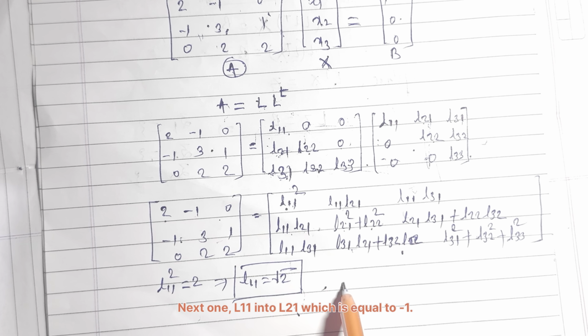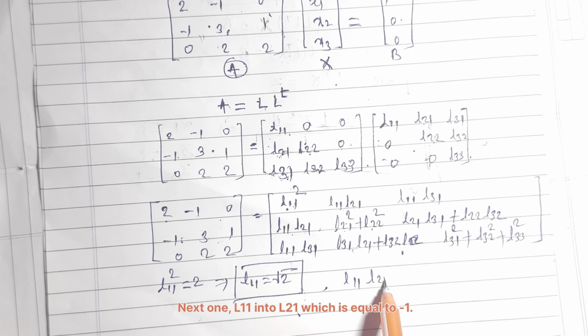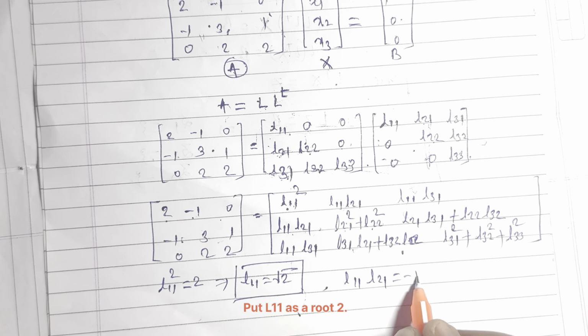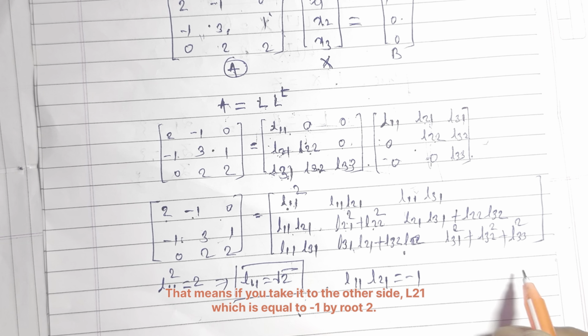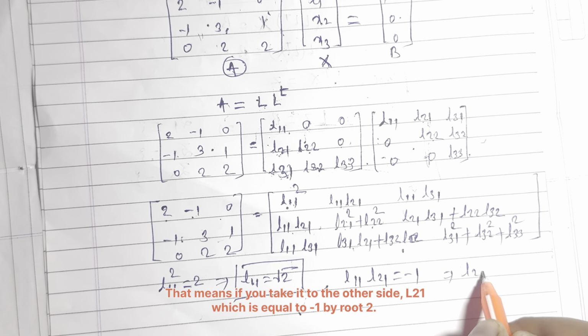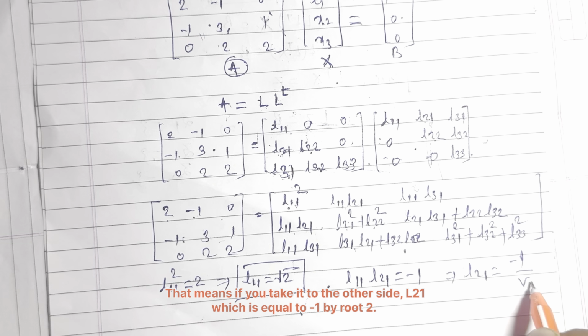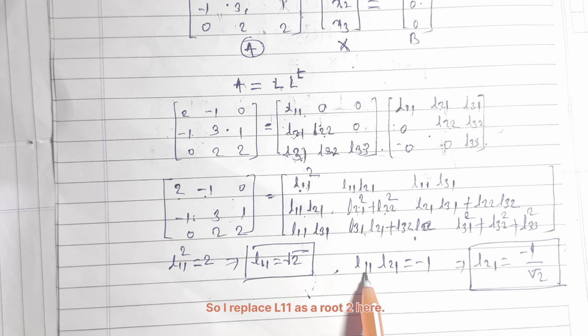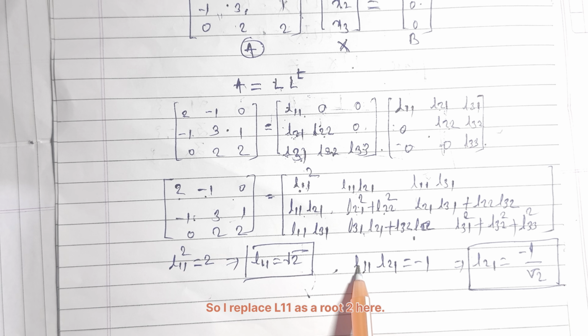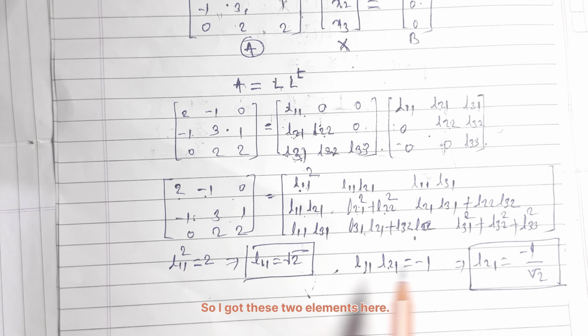Next one, L11 into L21 is equal to minus 1. Put L11 as root 2. If you take it to the other side, L21 is equal to minus 1 by root 2. See that I got L21 also. So I replace L11 as root 2 here, and I got L21 over here. So I got these two elements here.